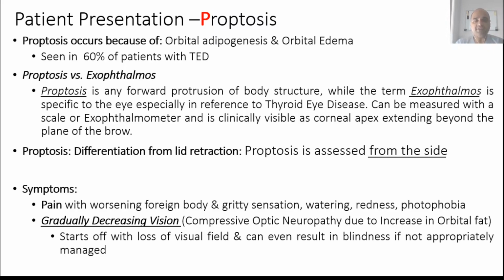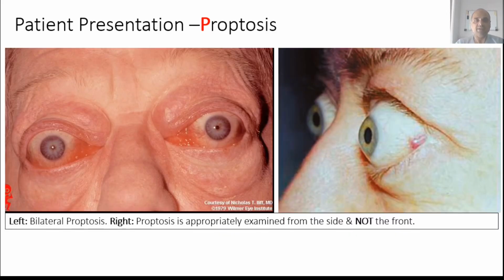So it is very essential that when you get a patient of proptosis, you get a visual field done to see whether the compression of the optic nerve has started or not, and also do the other optic nerve functions. We'll just talk about those when we talk about diagnosis and management. This is what proptosis is, and looking from the front, it could be proptosis or lid retraction.